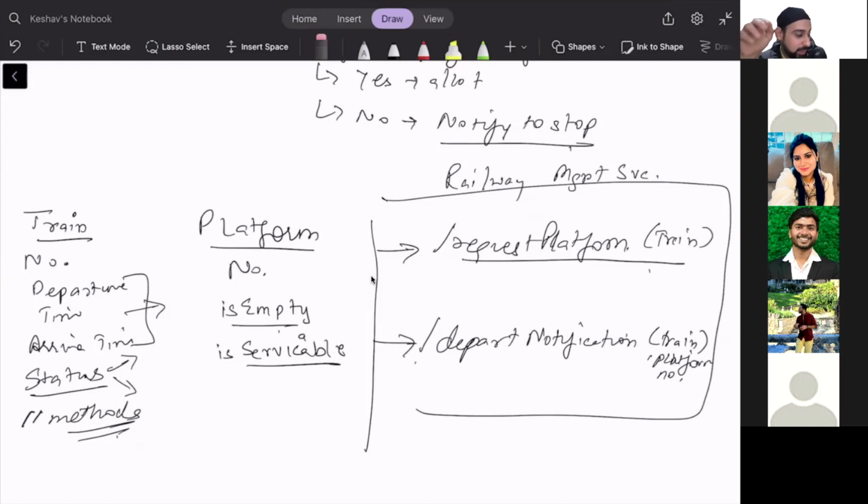So for the train, when I said methods, there is one method that is very important in this, and that is arrive, with the platform number. So maybe this system or this service can call this particular method or the service endpoint.